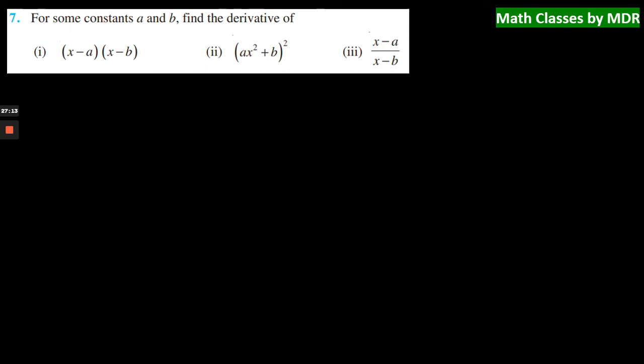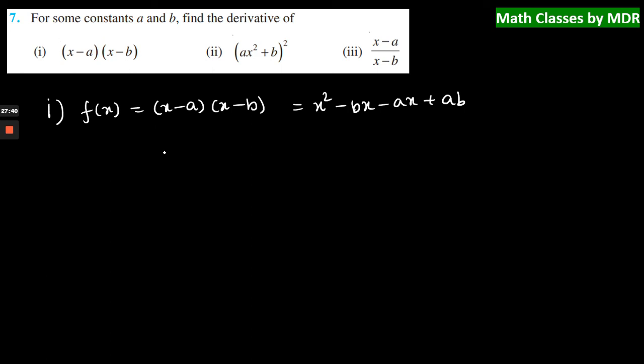Now let's see the seventh one. For some constants a and b, find the derivative of x minus a into x minus b, ax square plus b whole square, x minus a by x minus b. So let us start with the first one. Let us simplify it first. Let us say that f of x is equal to x minus a into x minus b. On simplifying this, what do you get? x square minus bx minus ax plus ab. So now it is easy, right? Then the derivative of it is 2x minus b minus a plus 0. So the value is 2x minus a minus b. That is the answer. Right?